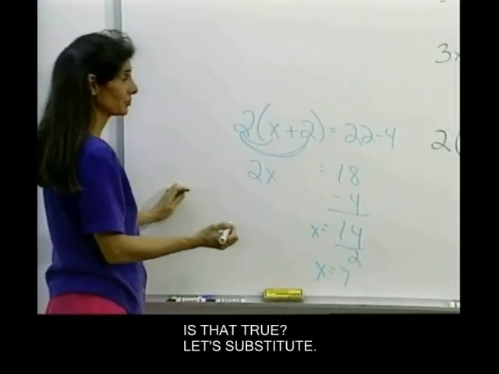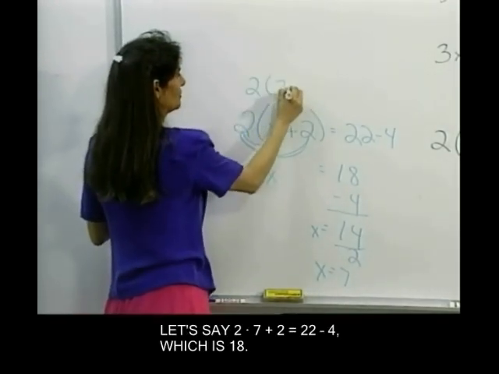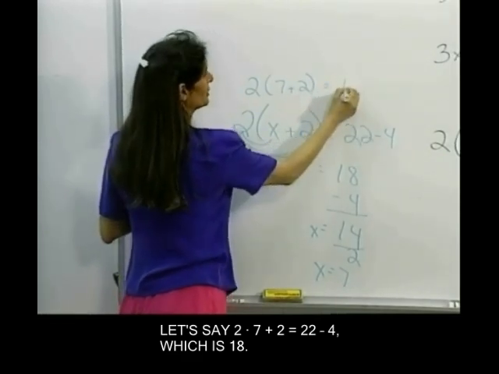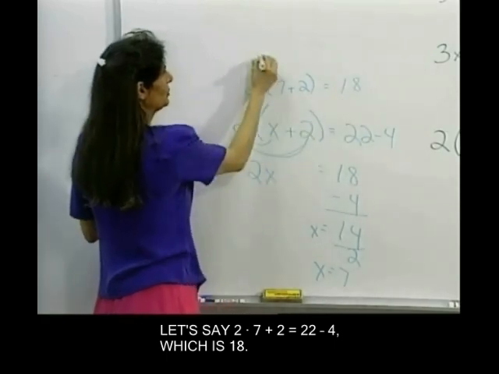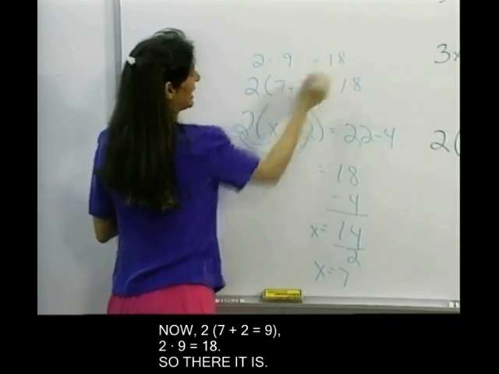Is that true? Let's substitute. Let's say 2 times 7 plus 2 equals 22 minus 4, which is 18. Now 2 times 7 and 2 is 9. 2 times 9 equals 18.